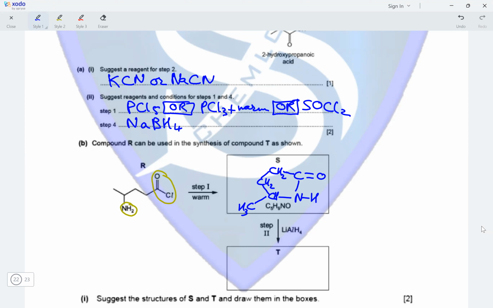And when S undergoes reduction, reduction of an amide produces an amine. So this results in the production of CH2, CH2, CH, the CH3 group remains, the NH group remains, and the C double bond O becomes CH2. So this is product T.